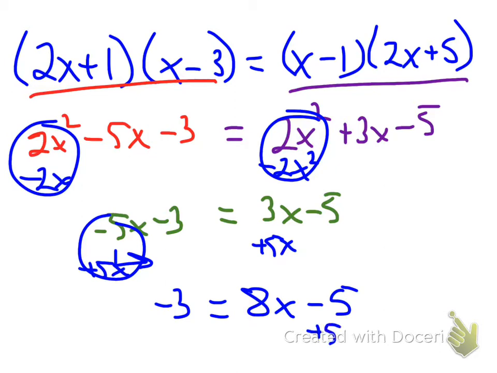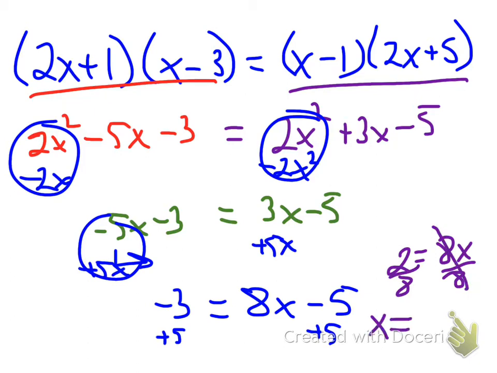Add 5 to both sides to get the x's by itself. And I now have 2 equals 8x. To get x by itself, I'm going to divide by 8, making my giant 1. And I get x to equal 2/8, which simplifies down to 1/4.